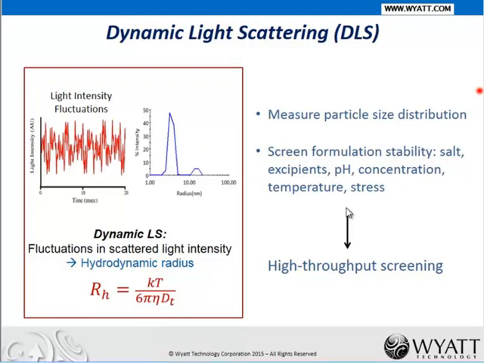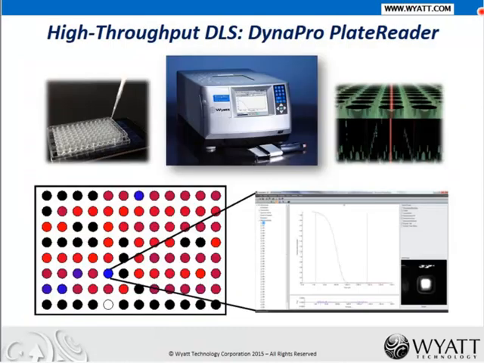When we have to screen a large number of conditions, if we use the cuvette-based traditional dynamic light scattering instrument, it will take too much time and it's too labor intensive. So for high throughput screening applications, the high throughput dynamic light scattering instrument is the ideal tool. The high throughput dynamic light scattering instrument from Wyatt Technology is called DynaPro PlateReader.